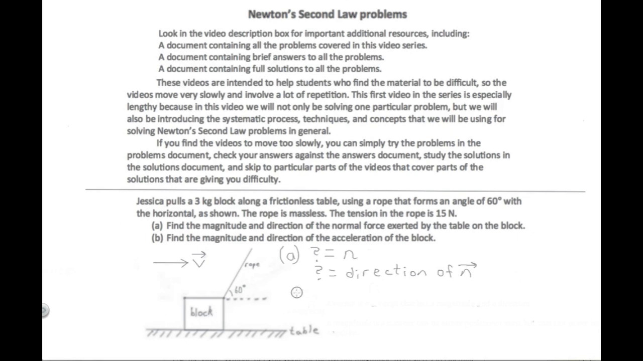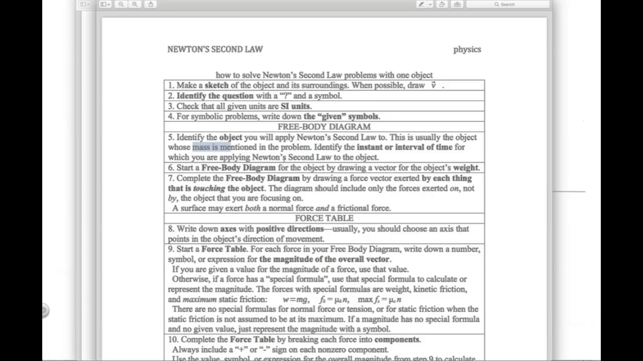During what interval of time? Well, we're going to focus on this block during the interval of time during which the block is being pulled along the table by the rope. So we've completed this step. The object that we're going to apply Newton's second law to is the block during the interval of time during which it's being dragged along the table by the rope. We're ready to move on to the next step and start the free body diagram for the object. For which object? For the object that we just identified, the block.